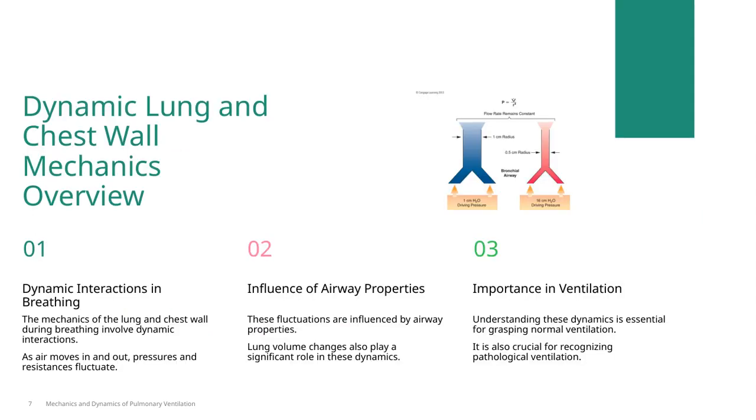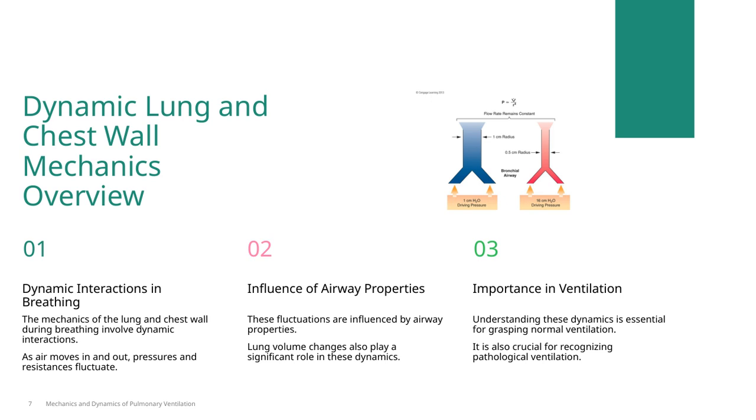Let's take a closer look at the influence of airway properties on pulmonary ventilation. These fluctuations in airflow and pressure are significantly affected by the characteristics of the airways themselves, such as their diameter and resistance. When air moves through the airways, any variation in these properties can alter how easily air flows in and out of the lungs. Additionally, changes in lung volume also play a crucial role in these dynamics. As the lungs expand and contract, they interact with the chest wall, creating a complex system of mechanical forces.